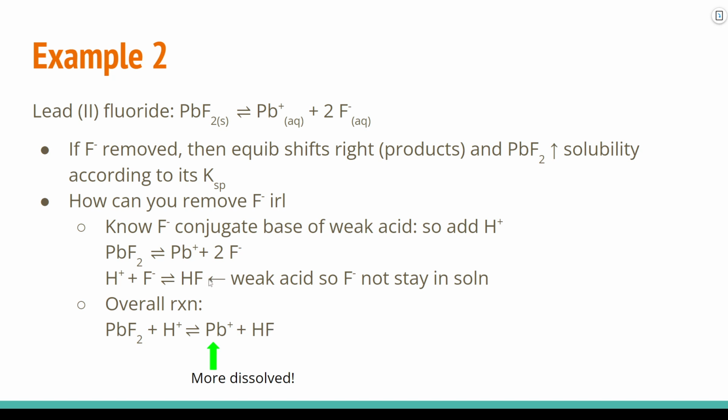And so it's becoming HF. So you have a weak acid. And so I can dissolve more of that lead in order to compensate for the equilibrium being messed up.